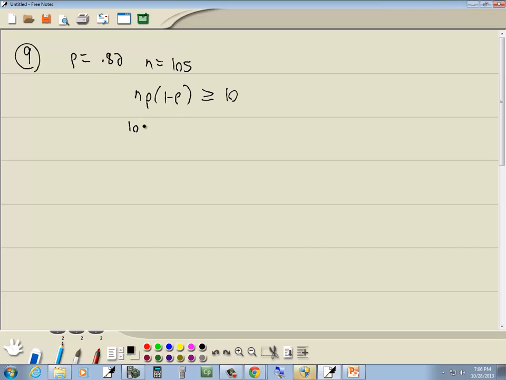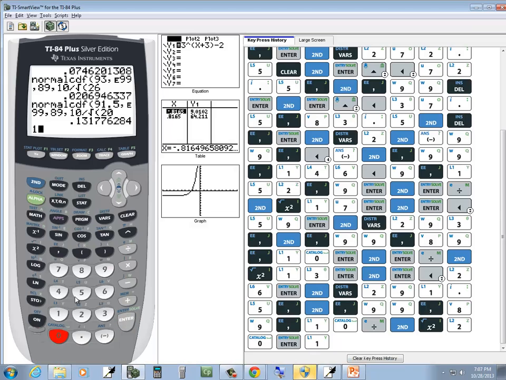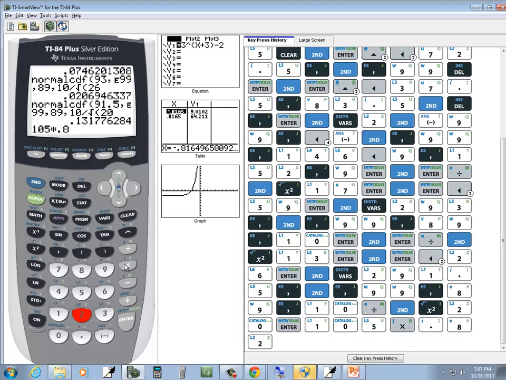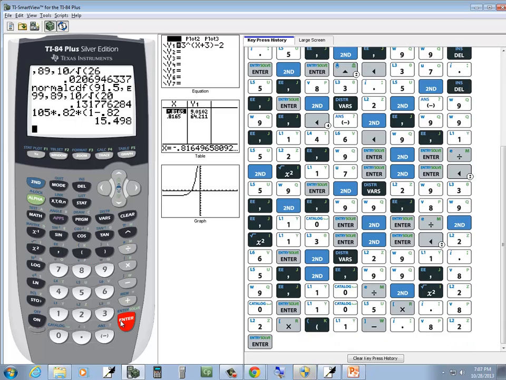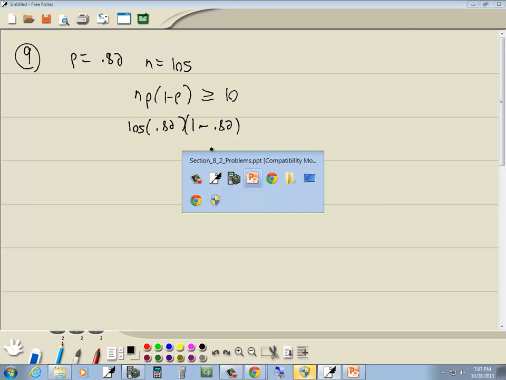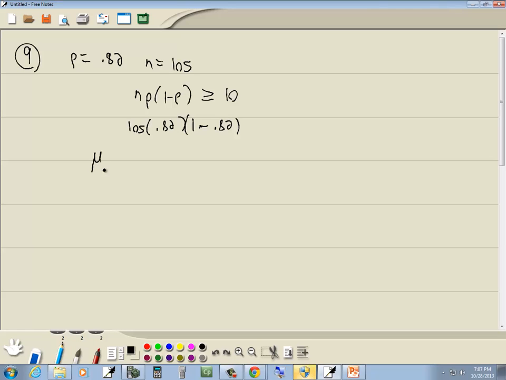Well, n was 105 times p, which is 0.82, times 1 minus p, so 1 minus 0.82. Let's see what that equals. 105 times 0.82 times, beginning parentheses, 1 minus 0.82. 15.498, which is greater than or equal to 10, so it is normal. I just wanted to verify that. I was pretty sure it was. Okay, mean is going to be p, so mu sub p hat is going to be equal to p, which is 0.82.